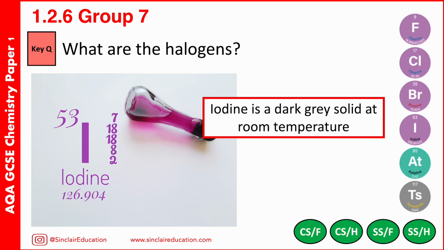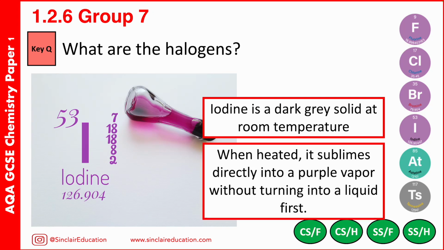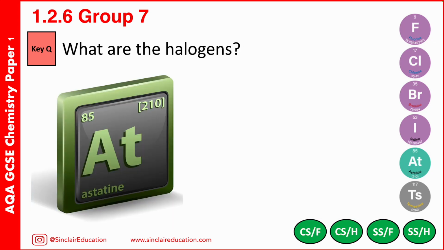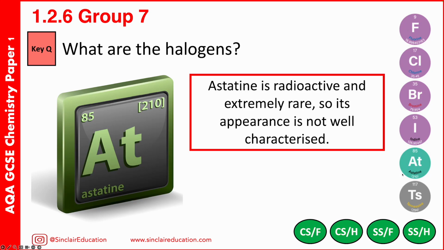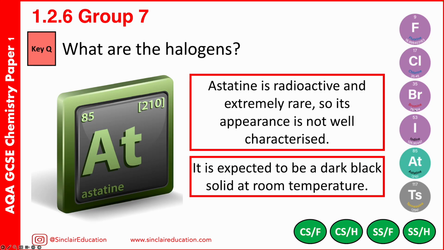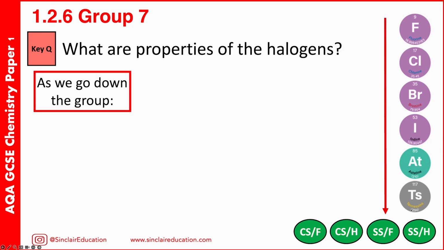Iodine will be a dark grey solid at room temperature, but as a weird kind of state change, when we heat it, it turns straight from a solid into a gas, which we call sublimation, and turns into a purple vapour. Now, astatine, there have been questions in the past asking for predictions around its colour. The main idea here is that they're getting darker as we go down. So astatine, we haven't actually really seen it, it's quite rare, but it's a safe prediction. It's going to be a solid and dark black at room temperature, and same for tennessine.